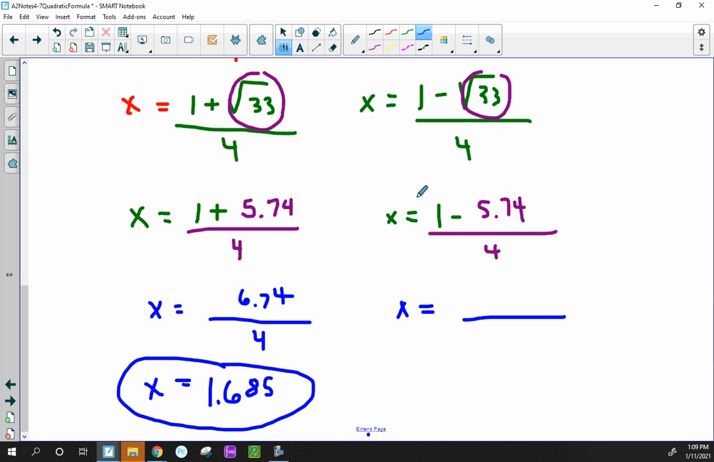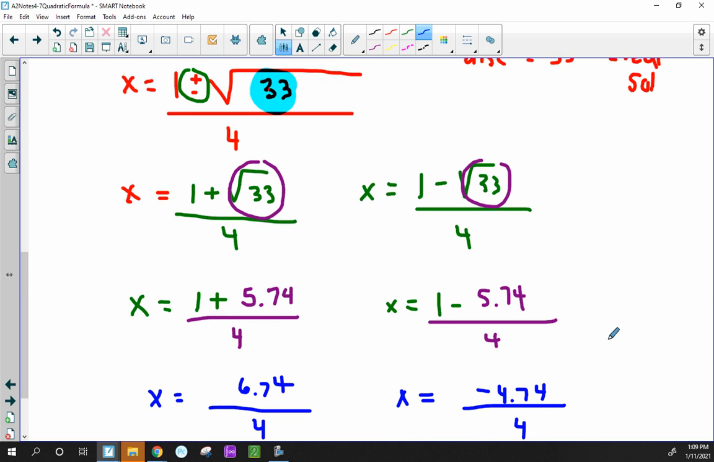To continue, you're going to now find the other answer by doing 1 minus 5.74. And that answer is negative 4.74 divided by 4. Okay, so there's my two real solutions.